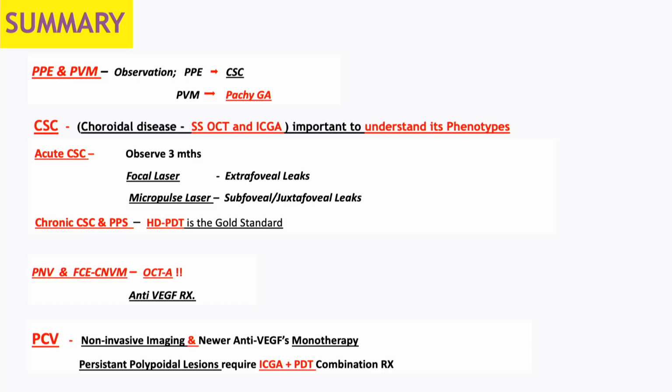With CSC, using swept source OCT, the various phenotypes as well as the disease mechanism are being unraveled now. For chronic CSC and peripapillary pachychoroid syndrome, half-dose PDT is the current gold standard, as we saw in some of those patients. For pachychoroid neovasculopathy, secondary CNVM and FCE-related CNVM, OCTA is very important because conventional angiography sometimes may miss it. And for PCV, there are now non-invasive imaging criteria, with anti-VEGF monotherapy, and ICG and PDT reserved for persistent polypoidal lesions. Thank you.